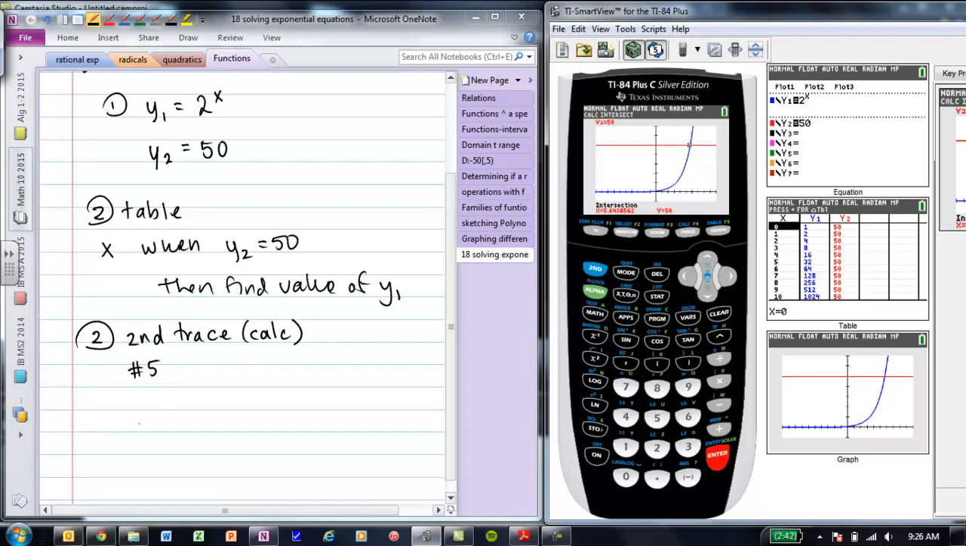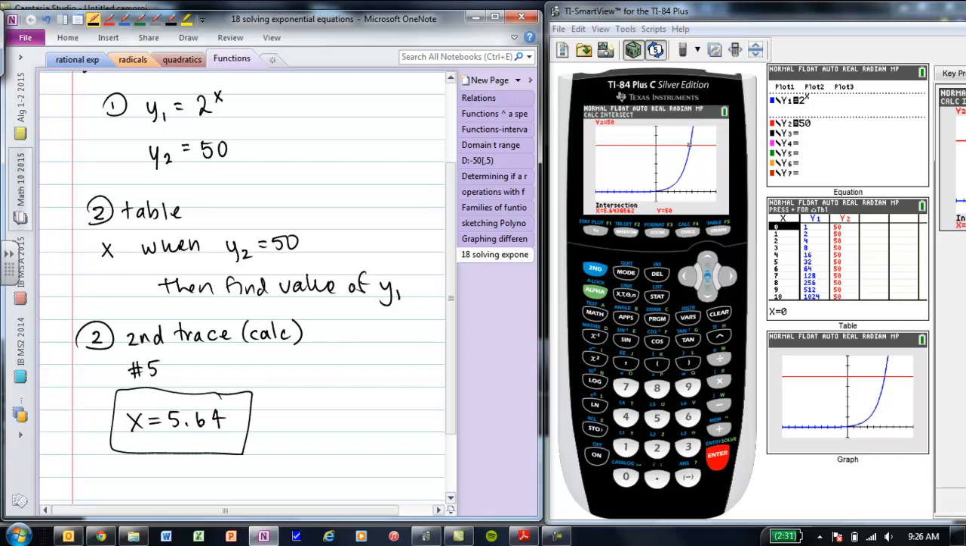It tells you that x equals 5.64, and what that means is that when x equals 5.64, 2 to the x equals 50. So this is the solution to that problem. Okay, so let's do another one.